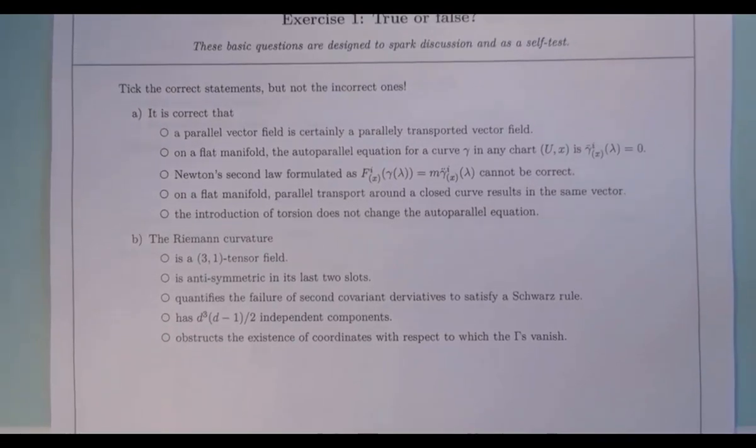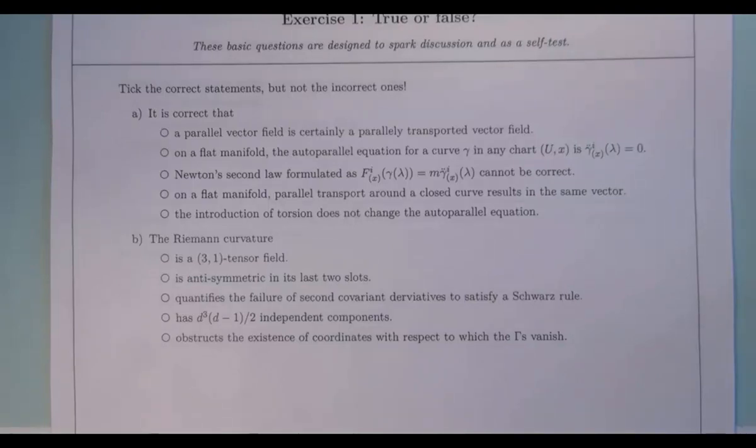Is it correct that a parallel vector field is certainly a parallelly transported vector field? No, this is not correct. A parallel vector field is a weaker notion than a parallelly transported vector field. However, the inverse, that a parallelly transported vector field is certainly a parallel vector field, would be correct. But in the way it is presented here, it is not correct.